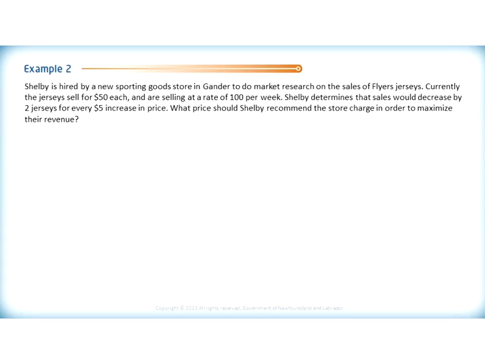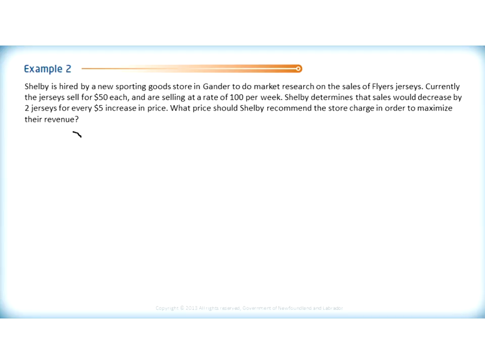So Shelby, whoever Shelby is, is hired by a new sporting goods store in Gander, lovely town Gander, to do market research on the sales of Flyers jerseys. Okay. So currently the jerseys sell for $50 each, and they're selling at a rate of 100 per week. Okay, so the current price is $50, and we're selling 100 per week. Shelby determines that sales would decrease by 2 jerseys for every $5 increase in price.